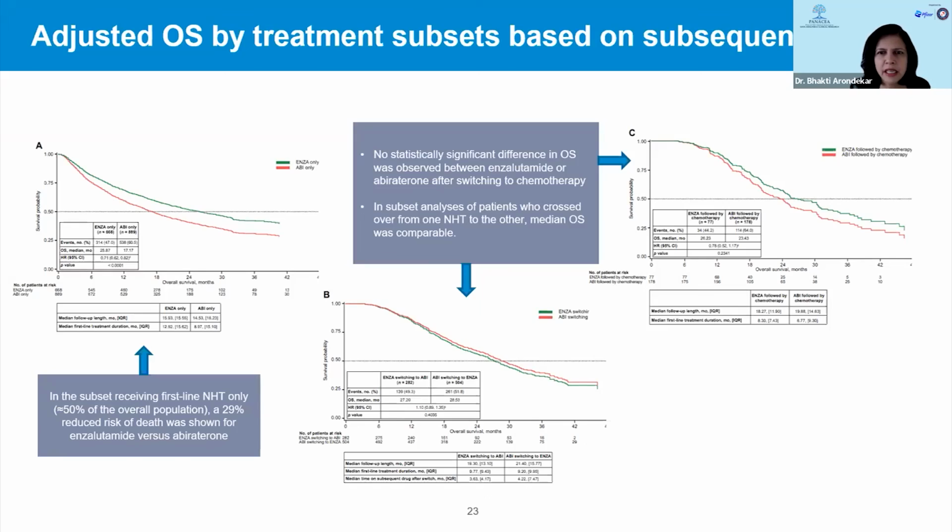And on the right-hand side, you see a Kaplan-Meier for those patients who switched to chemotherapy. So they got first line with a novel hormonal therapy, and then they progressed on it and were switched to chemotherapy. In these patients, it was seen that enzalutamide had a little bit higher overall survival, but here again, it was not statistically significant. You should also note that there are smaller subsets that were picked to do these analyses: only patients who were treated with one product, only patients who switched from one to another, and only patients who went on to receive chemo. But all of these help you understand the overall picture.